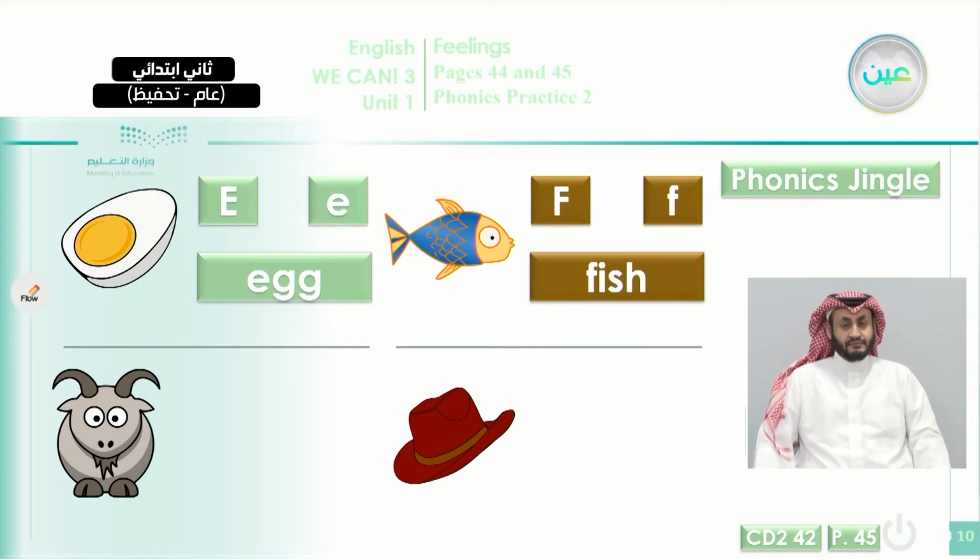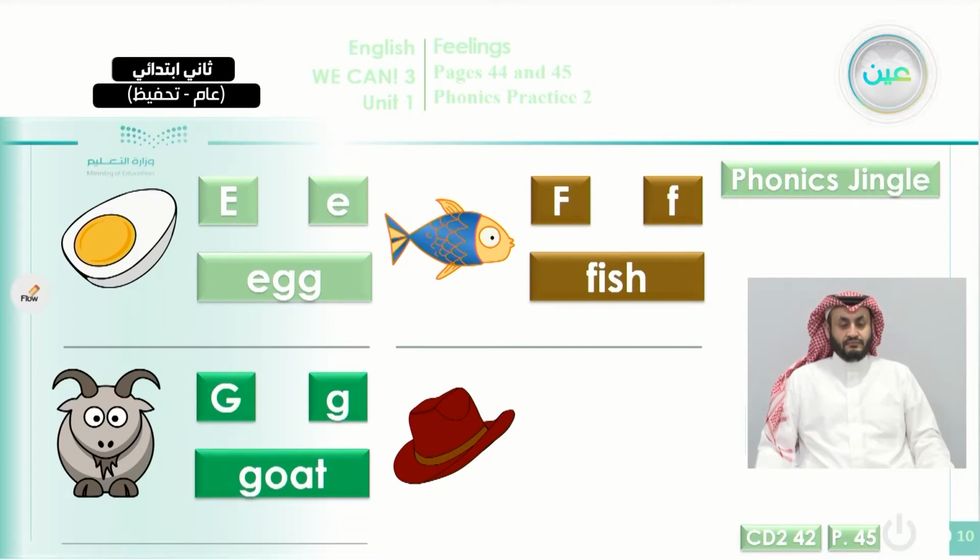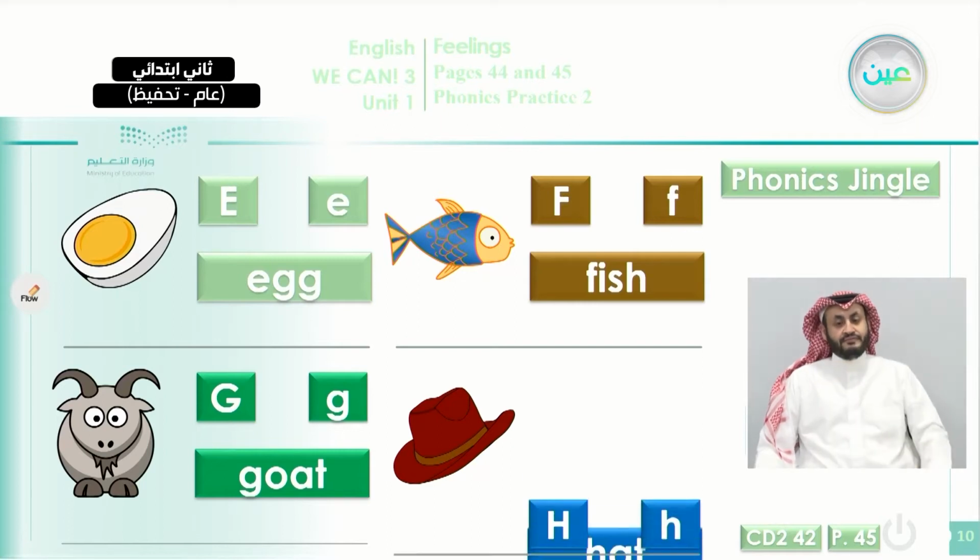Also, we have fish, as you can see here. The word fish starts with the letter F, and you can see them here, the capital letter and the small letter of F. And here we talk about the goat. We say goat, and the word goat starts with G, and as you can see here, we have the capital G and we have the small g.